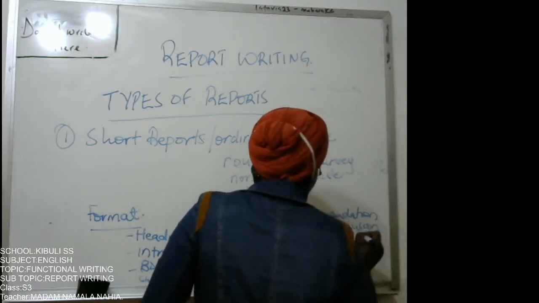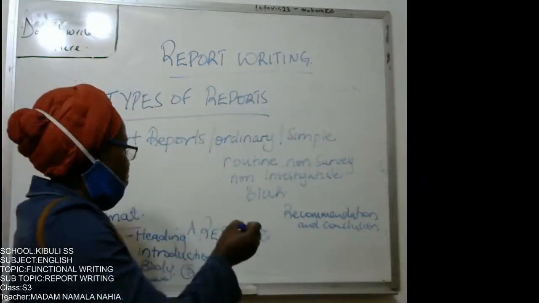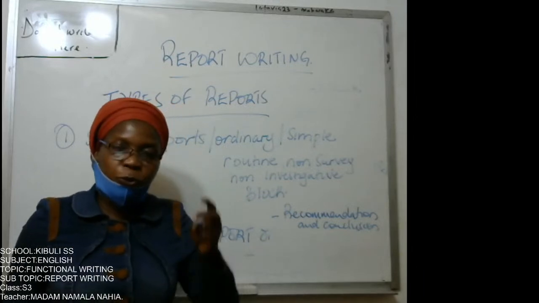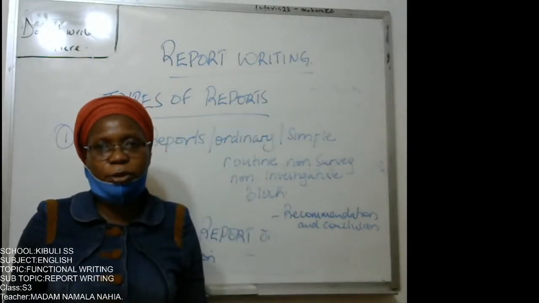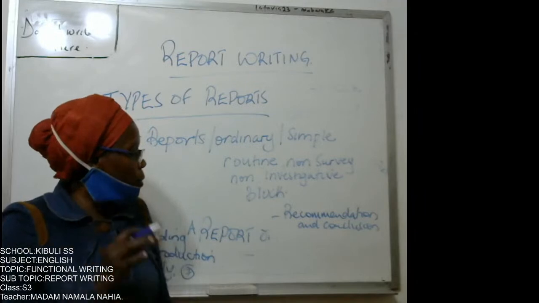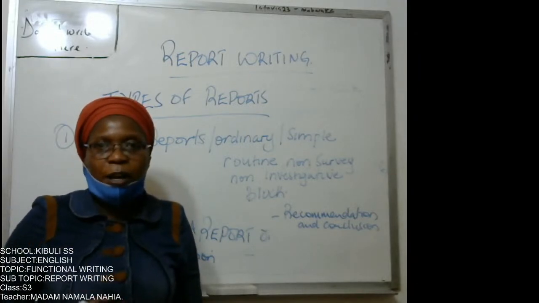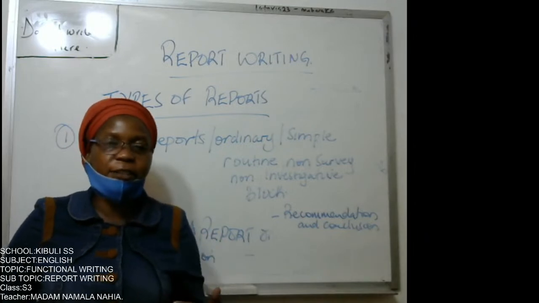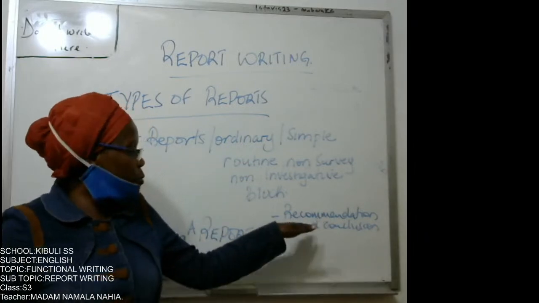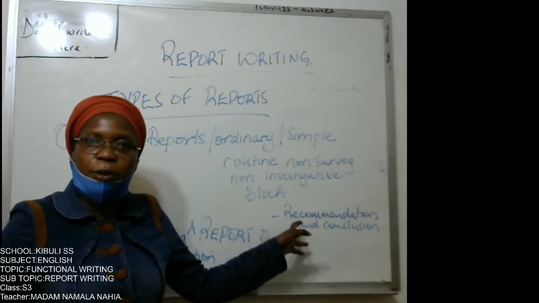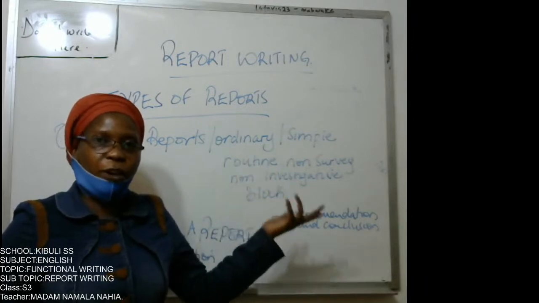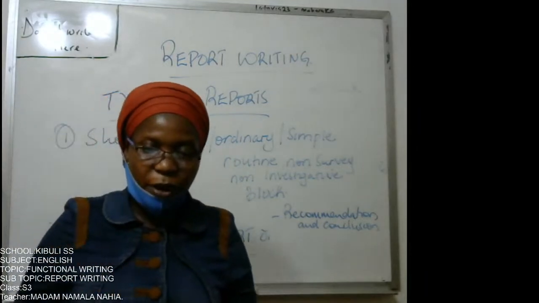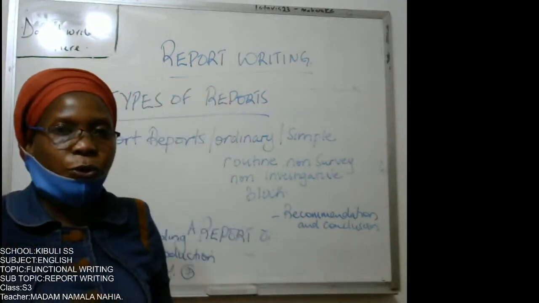Recommendations and conclusion. What does it mean? It means here that under this we shall have first the recommendations. You could be having more than 3 recommendations. And remember what we usually say when it comes to paragraphing. Each idea takes its own paragraph. So the 3 paragraphs that talk about the recommendations will come first, and then finally we shall draw a conclusion as far as the report is concerned.